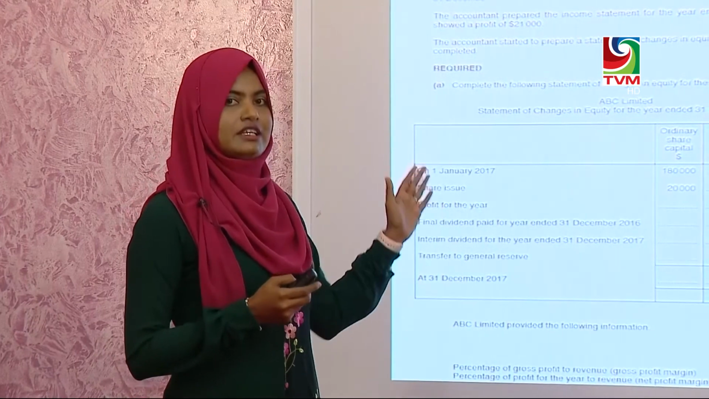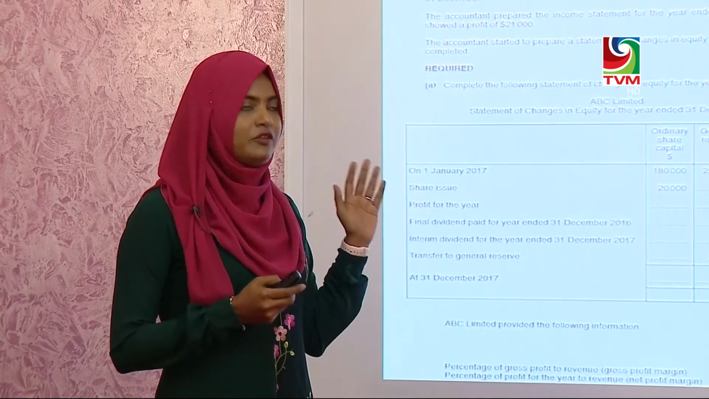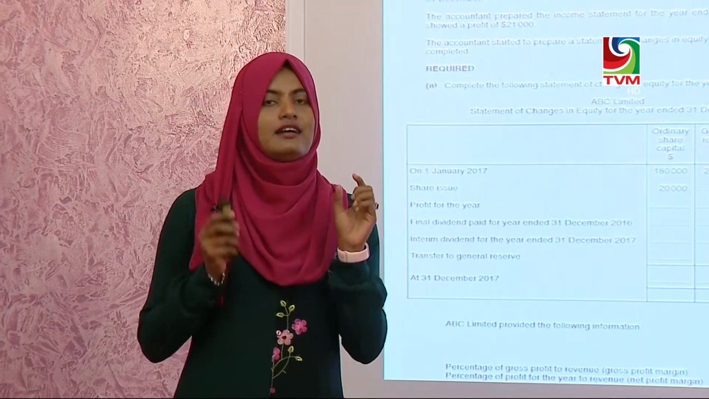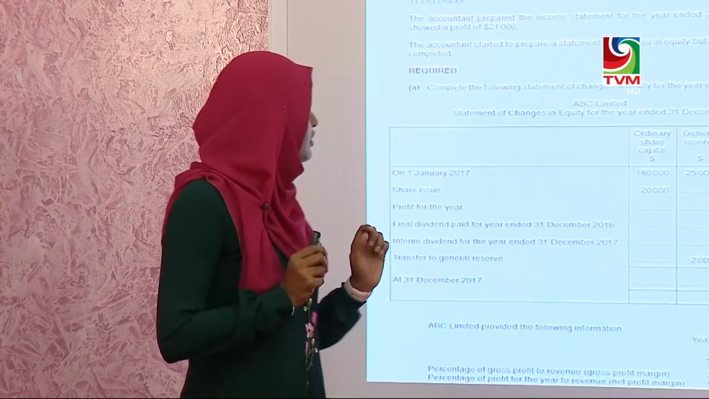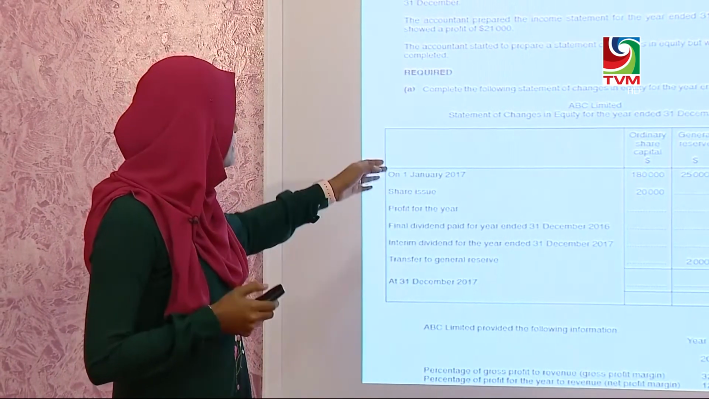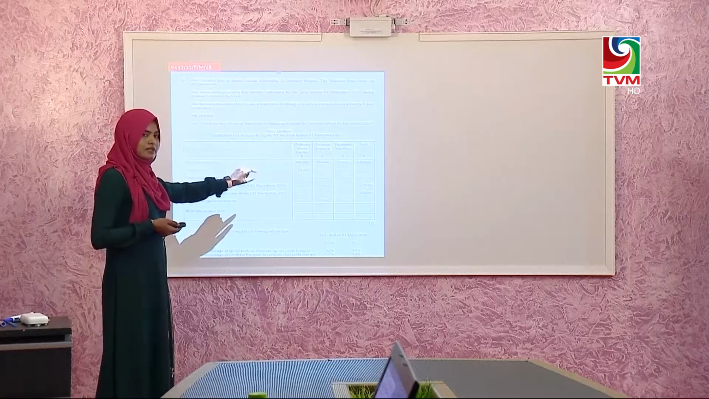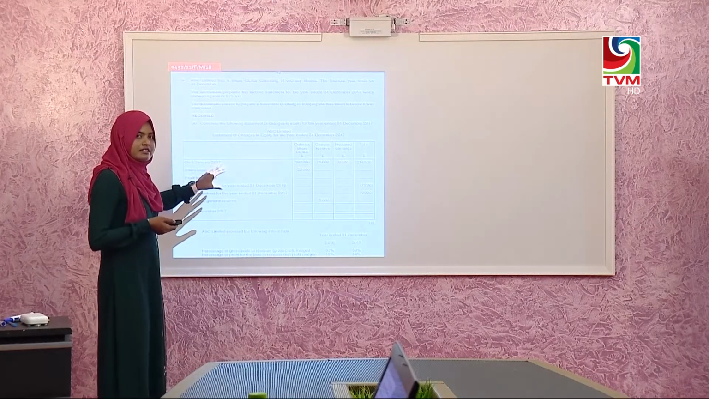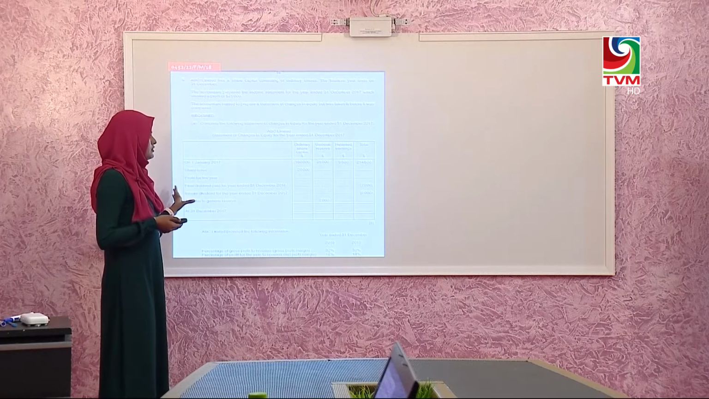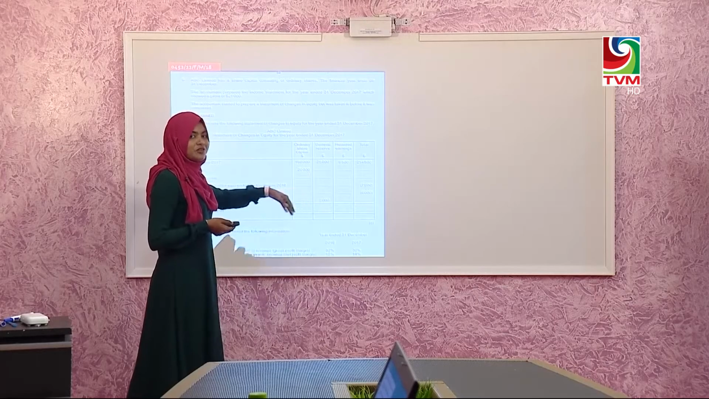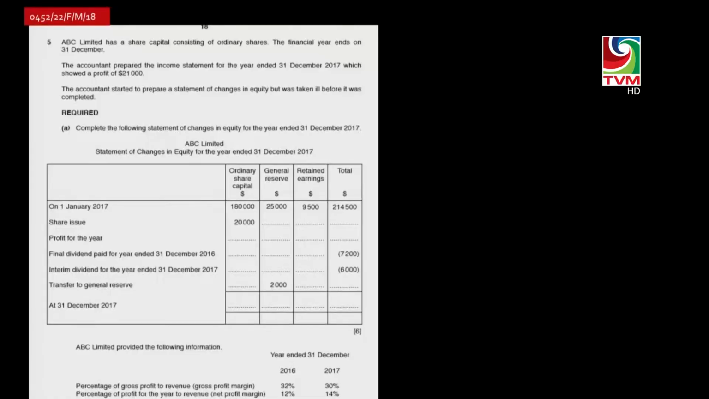Then after that you start the question, and when you start the question you should know what they are exactly asking you to do here. For example, in this one, you can see: complete the following statement of changes in equity for the year ended. So here you are going to complete this table. They have already drawn the statement of changes in equity for you, and some figures are also given here. So you need to fill up the space given here.